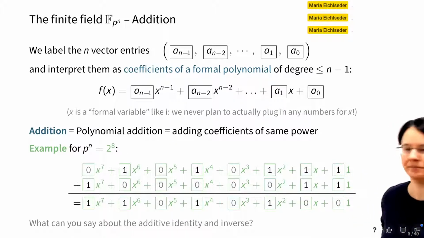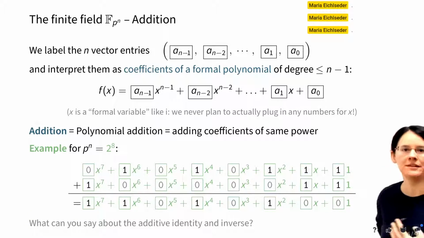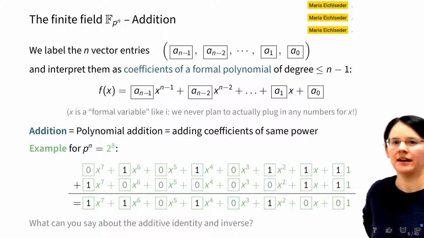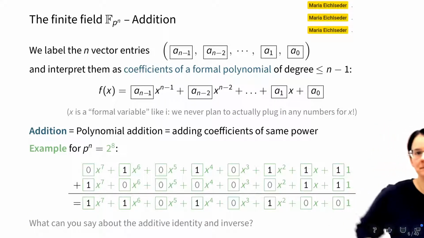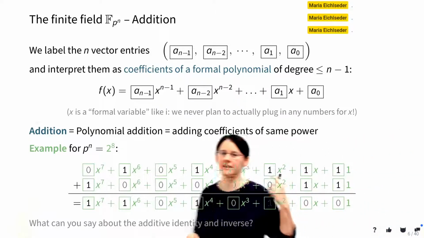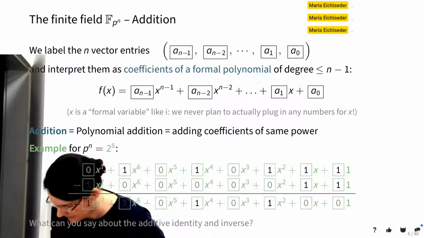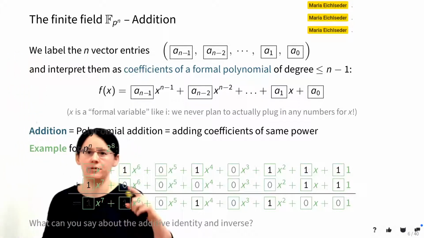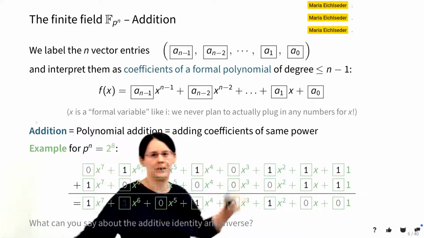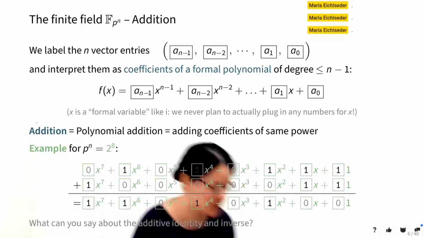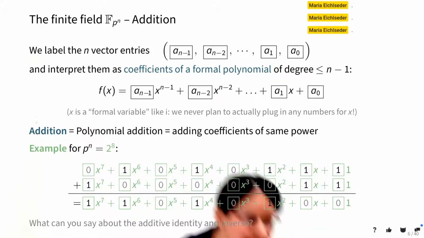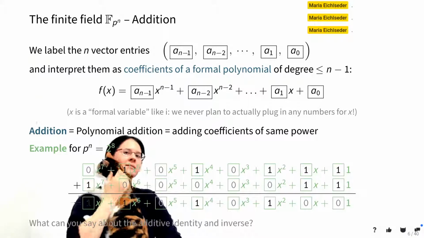This is very easy. Now maybe some bonus questions. Can somebody tell me what they think the neutral element looks like in this field? So how do I need to fill in these boxes here in order to make it a neutral element with respect to this addition? Maybe somebody can write an idea in the comments.